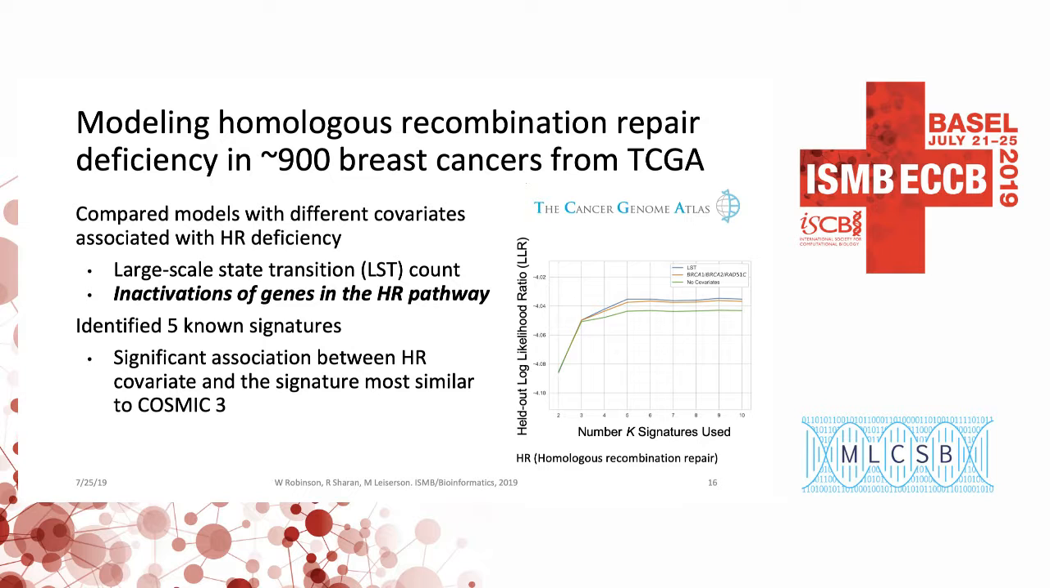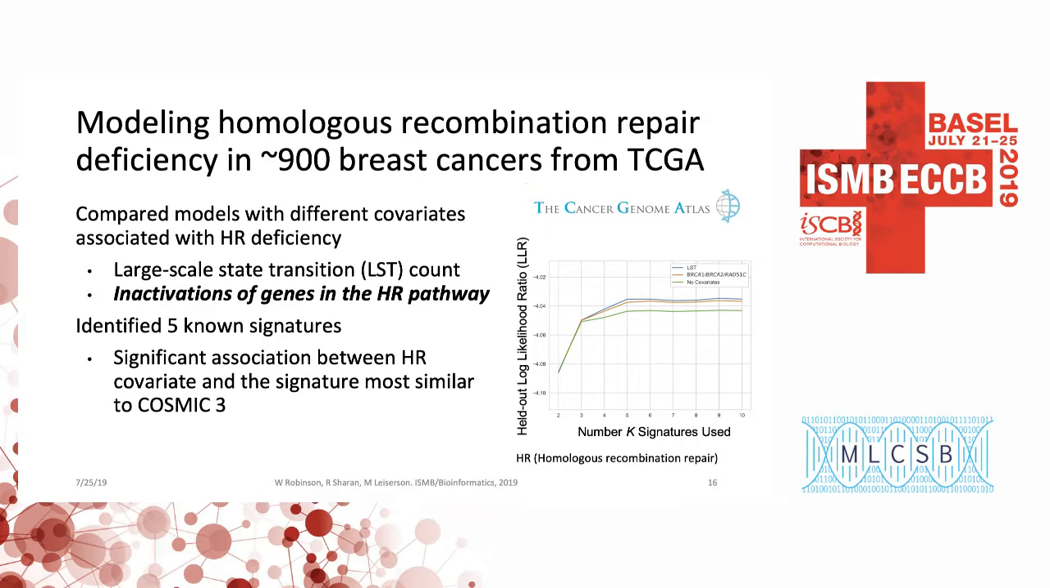What we found is that the LST count performed the best, but a subset of the genes in the HR pathway, BRCA1, BRCA2, and RAD51C, performed almost as well. Given how much easier it is for our downstream analysis to use binary covariates, we decided to focus on these. These are the covariates that I'll be using for the rest of the talk.